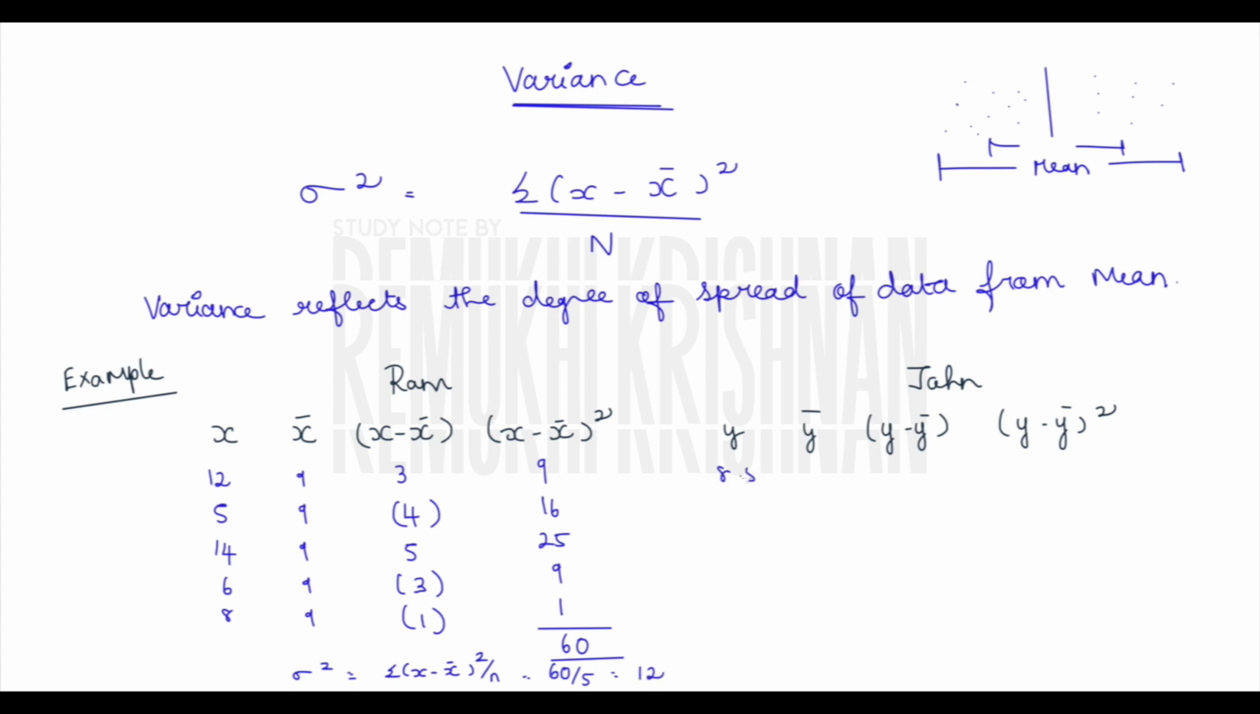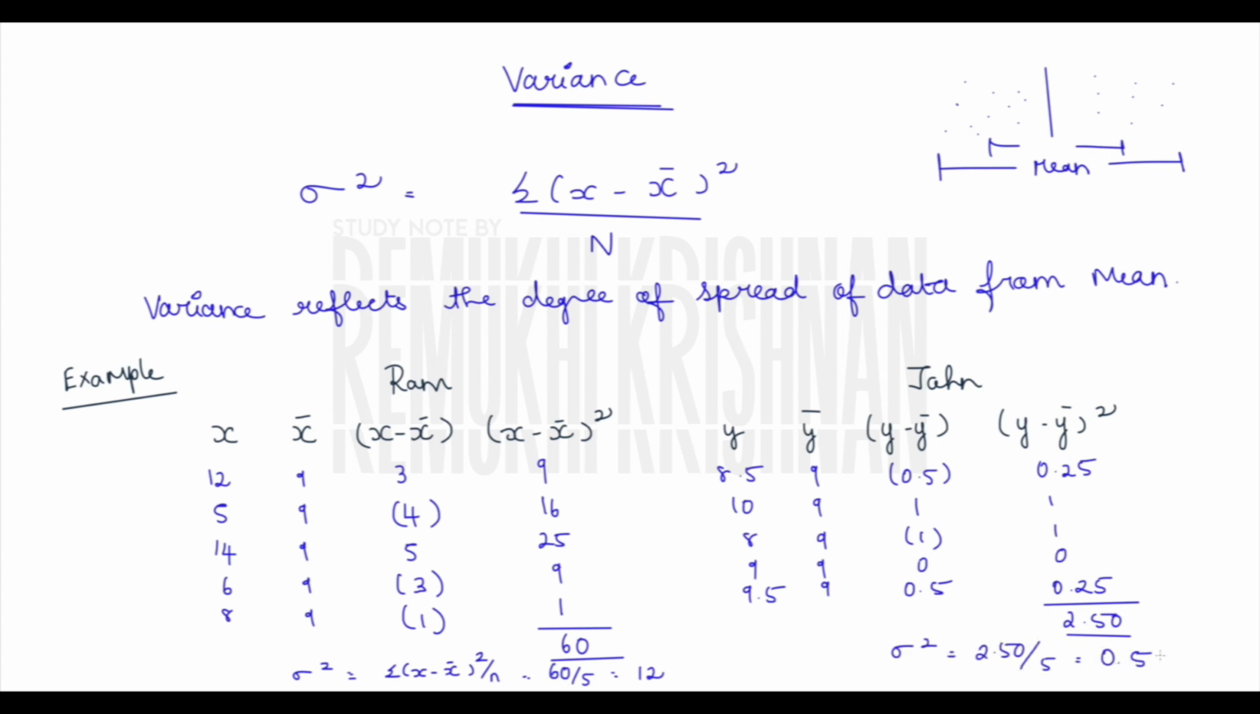Variance is 12. Here the working hours of John are 8.5, 10, 8, 9, 9.5. Again, if you solve, the mean comes to be 9, and solving further we arrive at our variance. The variance comes to be 0.5. So that means it is the degree of spread. There is a variance of 12 for Ram and 0.5 for John in relation to the mean.